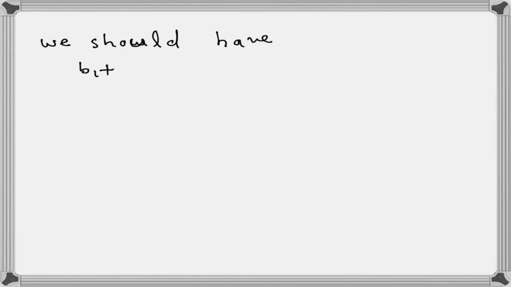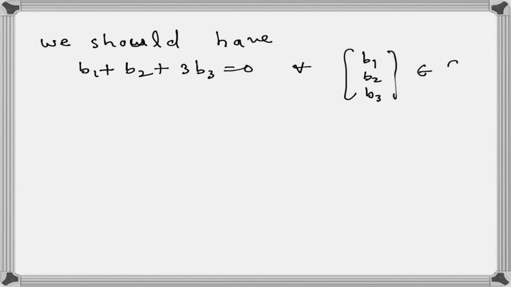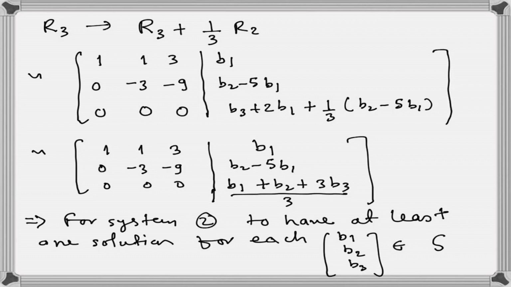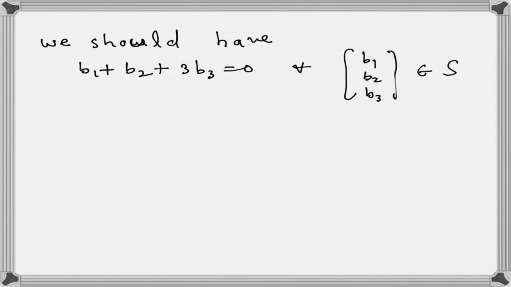We should have b1 plus b2 plus 3b3 is 0 for all b1, b2, b3 from S, because then the rank of the augmented matrix will be the same as the rank of A. The rank of A here is 2, and if b1 plus b2 plus 3b3 is 0, then the rank of the augmented matrix will also be 2, and then there will be at least one solution. So this condition should be true.